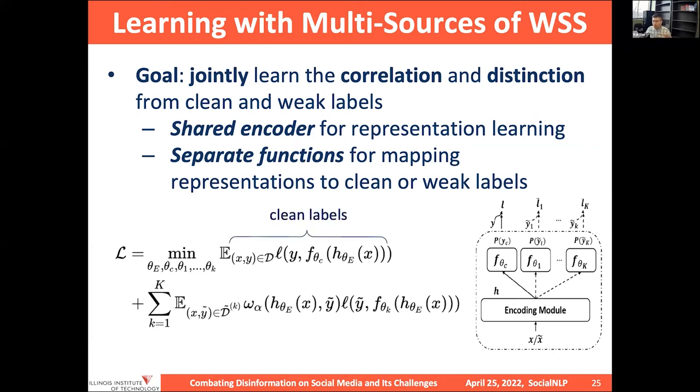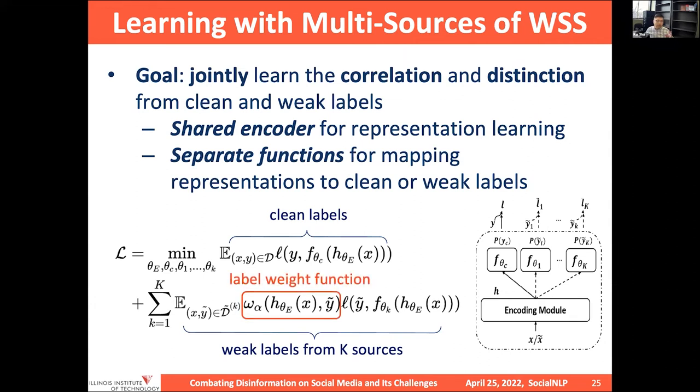So the first term is the prediction error, which can be the cross entropy function, on the clean data. And the second term is the prediction error of instances in the K sources of weakly labeled data, okay? And then we define a label weighting function to control the relative importance of each weak instance, okay?